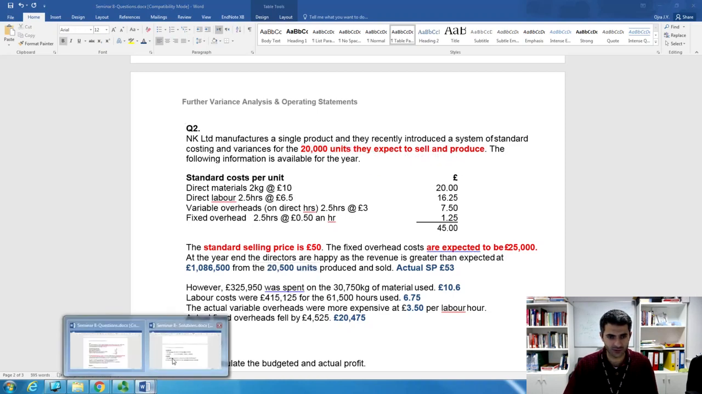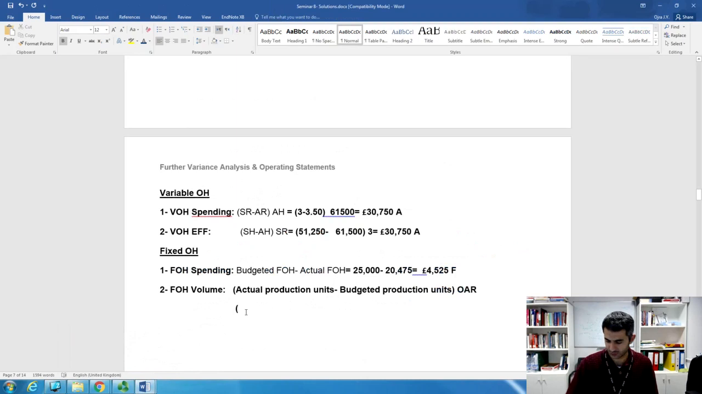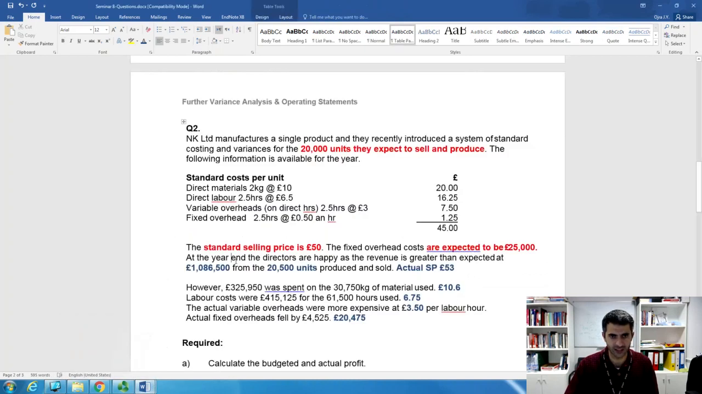So here we go, let's do it. 20,500 minus 20,000, and then you multiply by OAR, which is overhead absorption rate, or in other words, it's fixed cost per unit. Yeah, the budgeted fixed overhead per unit, which is the 1.25. This is what we call fixed production overhead per unit.